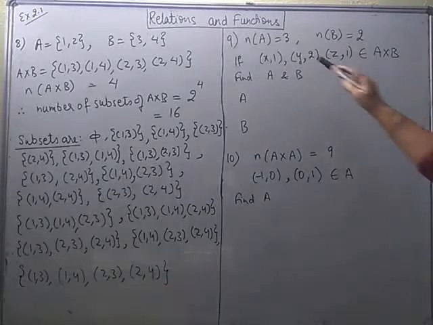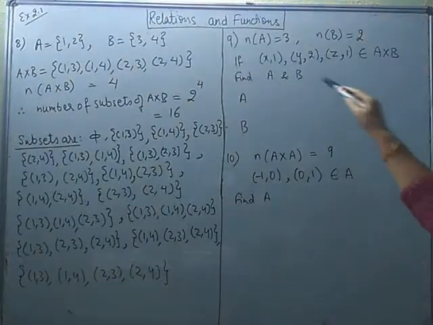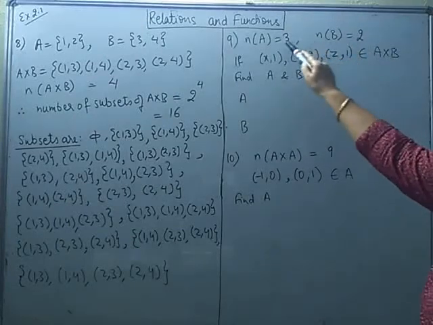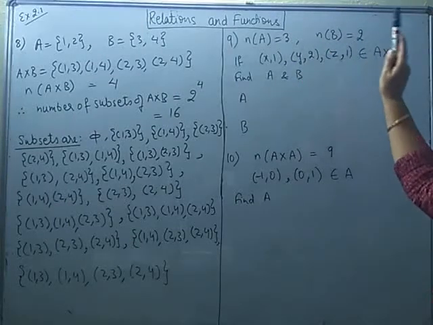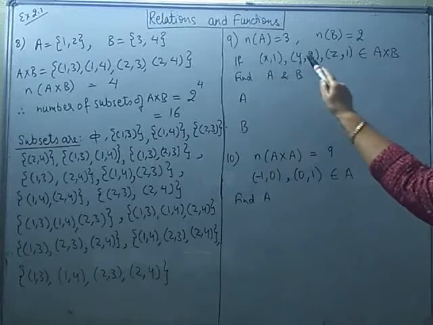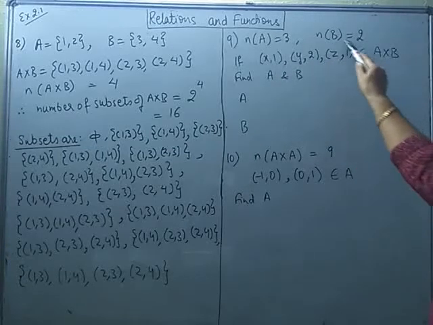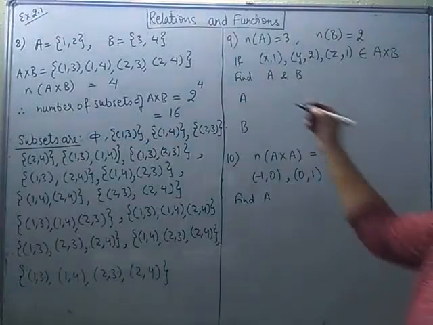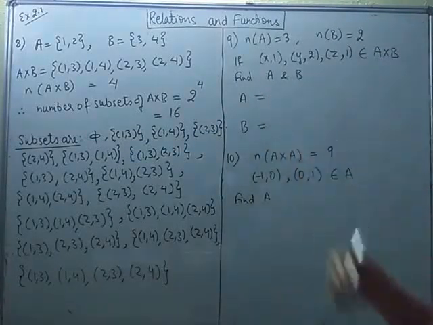Number of elements in A are given to be 3 and number of elements in B are given to be 2. And from the Cartesian product, some of the pairs are given. If you look at these numbers, the total number of pairs in A cross B will be 6. Out of those 6, only 3 are given. So you look at these 3 very carefully and try to write what was set A and what was set B.